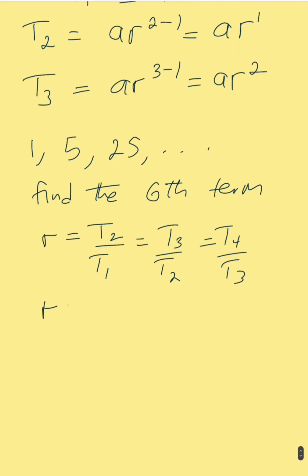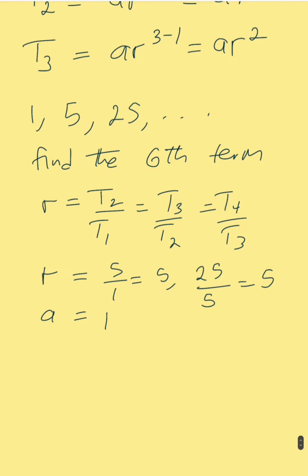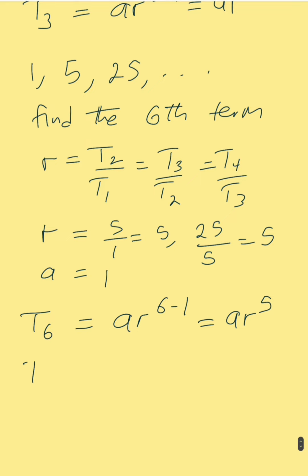Now, if I want to get my common ratio from this question, it will just be 5 over 1, which is 5. Or I'll call it 25 over 5, which is still 5. So my common ratio is 5. My first term a is equal to 1. Therefore, if I now want to get the sixth term, T6, it's going to be ar to the power of 6 minus 1, which is equal to ar to the power of 5. And you've seen that my a is 1, multiplied by the common ratio r, which is 5, to the power of 5.